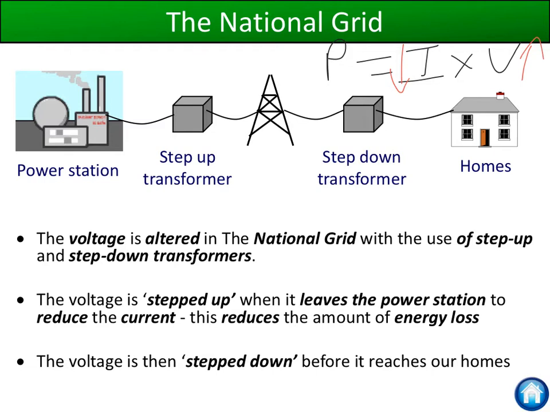What that means is there's less electrons in the wire. If there's less electrons flowing in a given time, there's going to be less collisions, so less energy is then wasted as heat energy in the national grid.